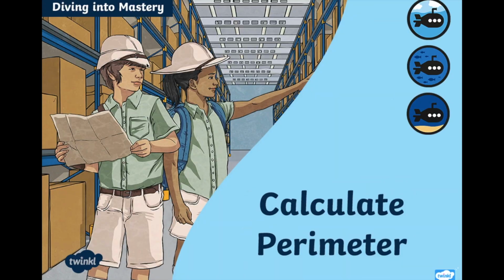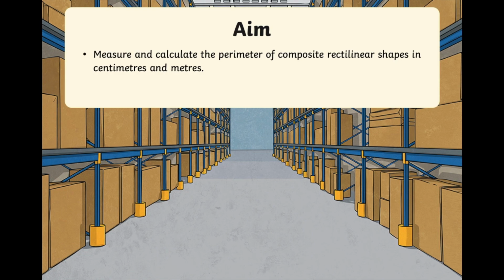Today we're looking at slightly trickier problems involving perimeter, so let's get into it. So we're continuing to look at calculating perimeter, and hopefully by the end of this presentation you'll be able to measure and calculate the perimeter of composite rectilinear shapes in centimetres and metres. And if you're not sure about that vocabulary, we looked at it in yesterday's presentation.